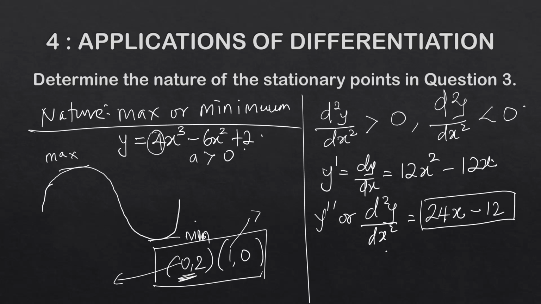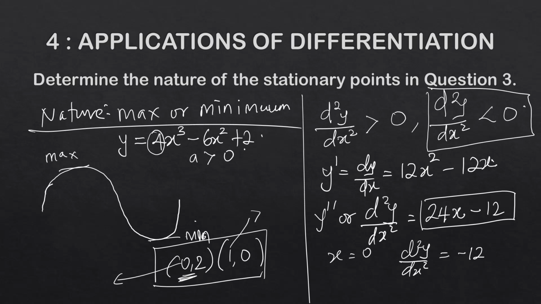If I substitute the value into the second derivative at x equal to 0, d squared y over dx squared is going to be equal to what? Minus 12. What does it mean? It means that it is less than 0. So if my second derivative is less than 0, it means it is decreasing.